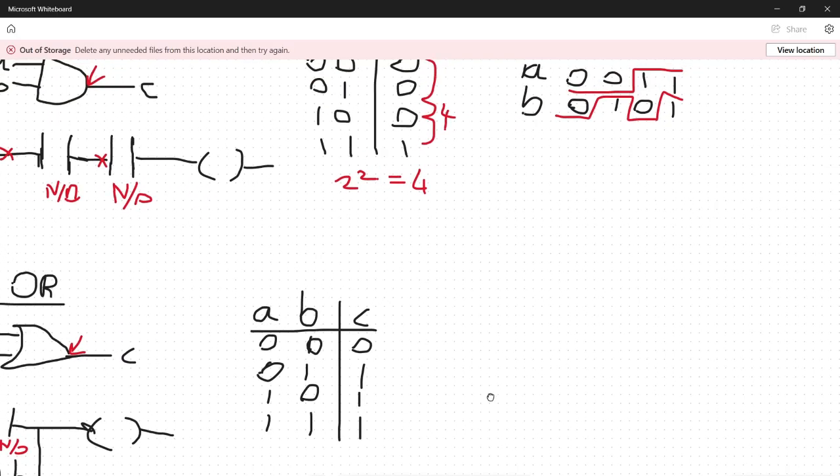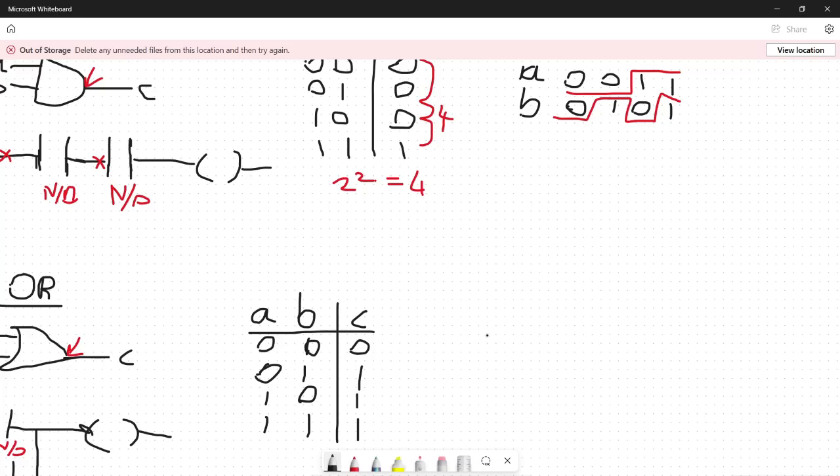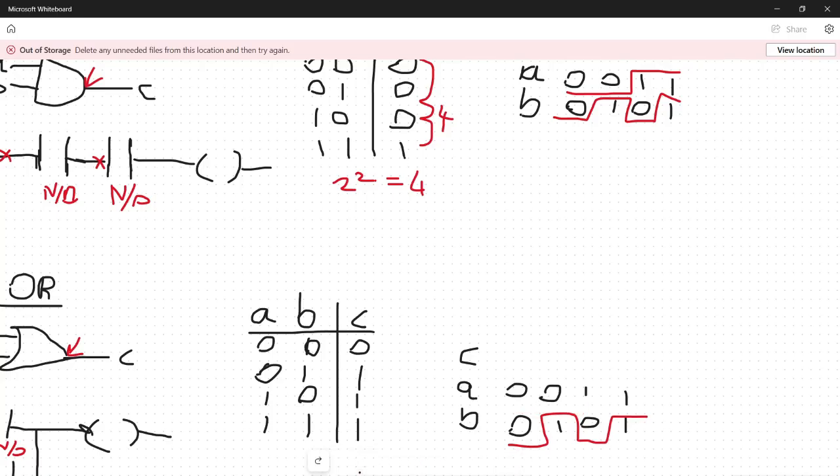And then, if we look at our timing diagram, we're going to say C, A, B, and this is 0, 0, 0, 1, 1, 0, 1, 1. We're going to draw our things.